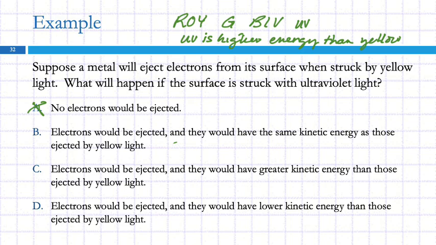So we need to look at these other choices to see what the difference is. So here, electrons are ejected. Same kinetic energy as with the yellow light? More kinetic energy or less? More. It's going to have more kinetic energy, because they have more energy. They had enough to escape, but then they had extra, right? Not just enough. Any questions?